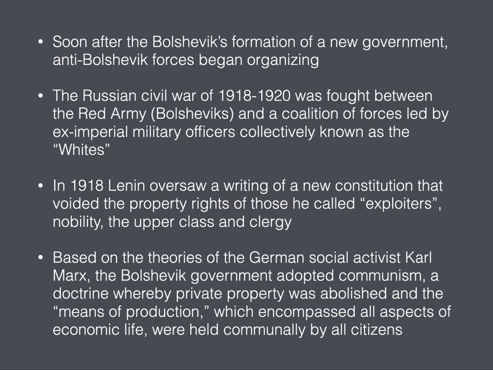Soon after the Bolsheviks' formation of a new government, anti-Bolshevik forces began organizing. The Russian Civil War of 1918-20 was fought between the Red Army and a coalition of forces led by military officers collectively known as the Whites, so the Reds versus the Whites. In 1918, Lenin oversaw the writing of a new constitution that voided the property rights of those he called exploiters: nobility, the upper class, and clergy.